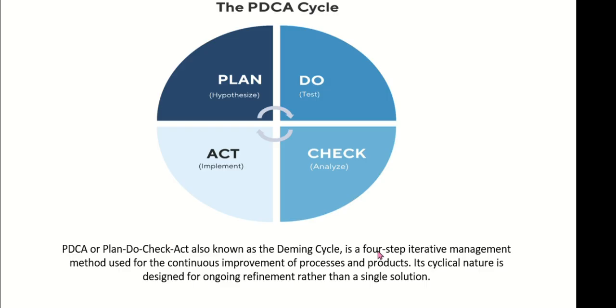Okay, so for the PDCA cycle, or the plan, do, check, act, also known as the Deming cycle. This is a four-step loop that helps you continually improve your processes, products, or even services by testing, learning, and refining. So what is the key idea of this cycle? Of course, we don't try to get it perfect in one go. Instead, let's make small or big changes, see what works, and build from there.